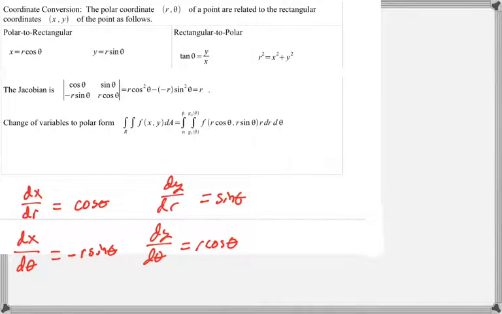So the change of variables to polar coordinate form: the double integral over the region R of f of x, y, dA, where the dA could be dx dy, or dy dx, is equal to the integral from alpha to beta, integral from g1 of theta to g2 of theta, f of r cosine theta, comma r sine theta. So you take your function f of x, y, and replace the x with r cosine theta, and the y with r sine theta. And then you've got the r right there. So if you see that r right there, that's your Jacobian. If I can spell Jacobian, it's right in front of me. That's your Jacobian, and then we integrate dr d theta.